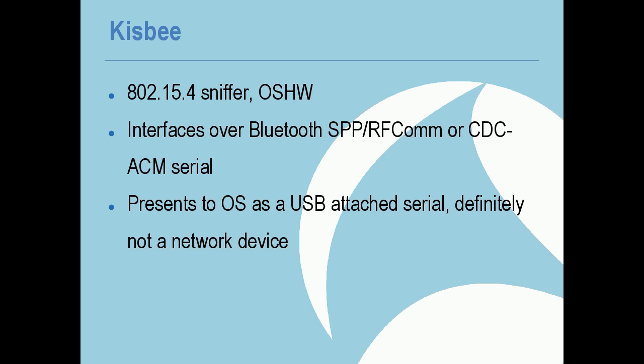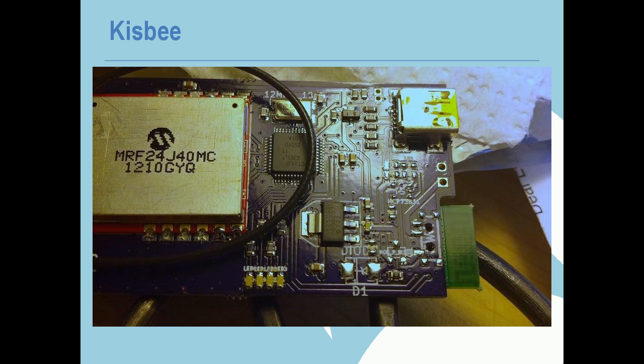so you can sniff that way. So it's definitely not a network device, and there's not really any sane way to make it act like a network device. Linux definitely doesn't believe this thing is an 802.15.4 adapter. I don't think Linux even really understands 802.15.4 as a network adapter. So it's just a little board. It's got a radio module and Bluetooth and USB.